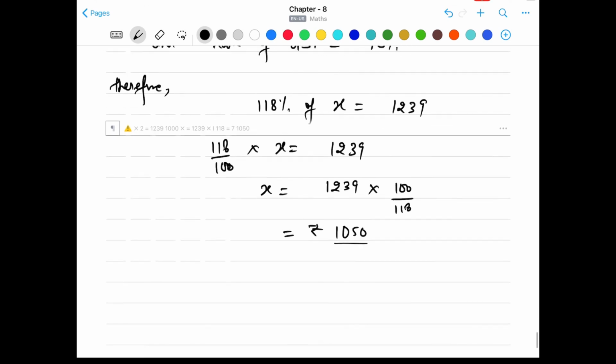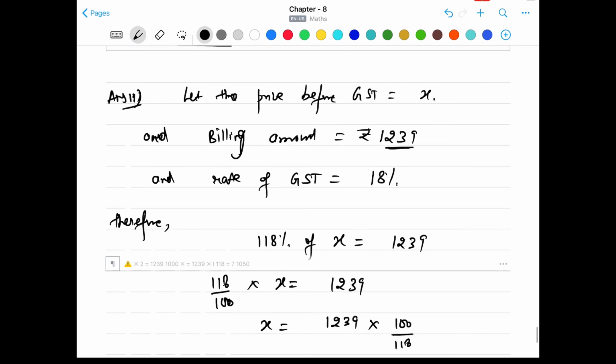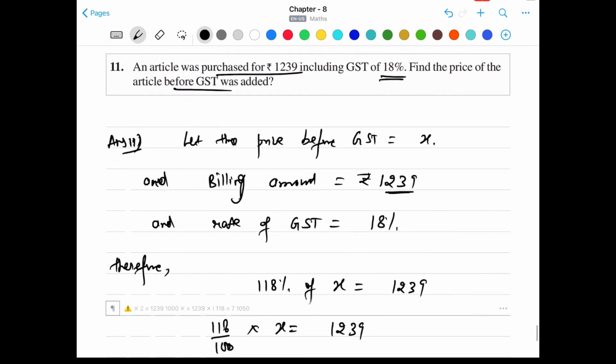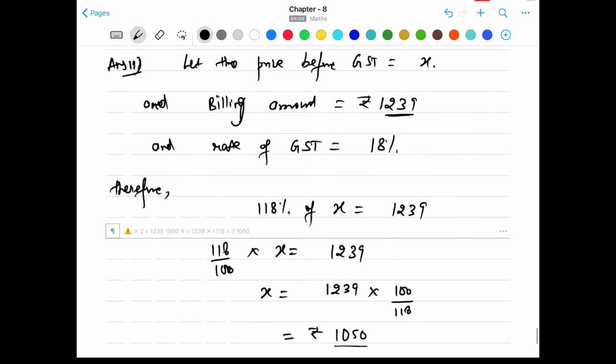I hope you understood this. So that's the end of exercise 8.2. We have completed all the 11 questions now. I hope you understood. So what you have to do is practice all these questions multiple times so that you will understand better and you will be able to solve them fluently. So that's all for now. Thanks for joining here.